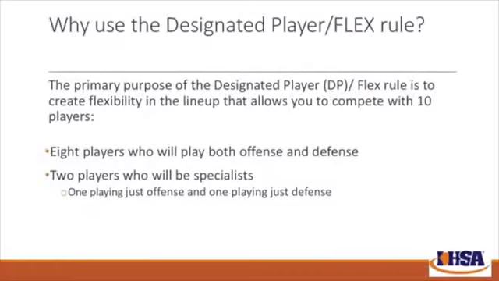The original intent of the National Federation when it instituted the DP Flex rule was to provide coaches the flexibility within their lineup to create more opportunities for student athletes to participate. The DP Flex rule allows for 8 players to play both offense and defense, and then for there to be 2 players who will be specialists, one of them playing only offense and the other one playing just defense.